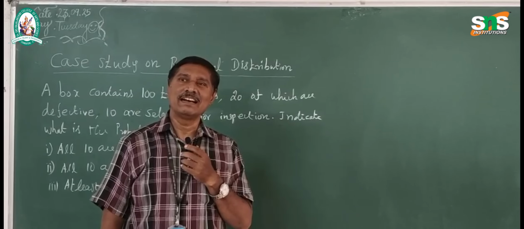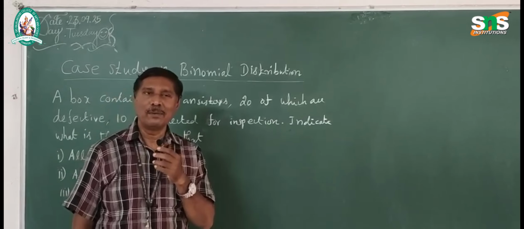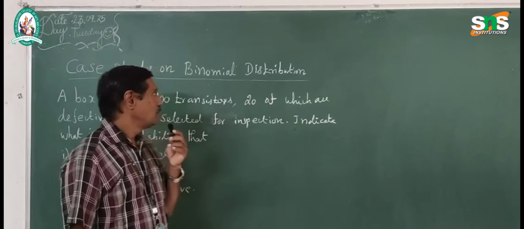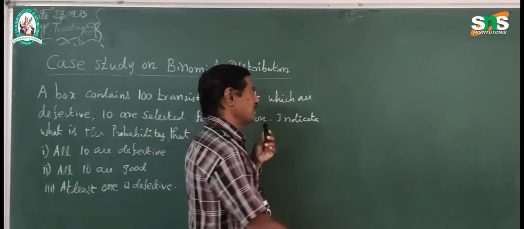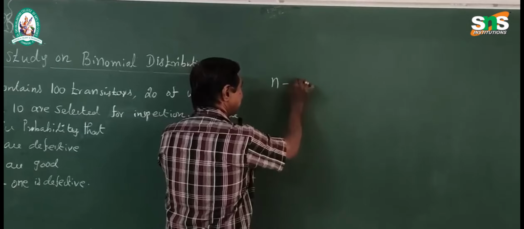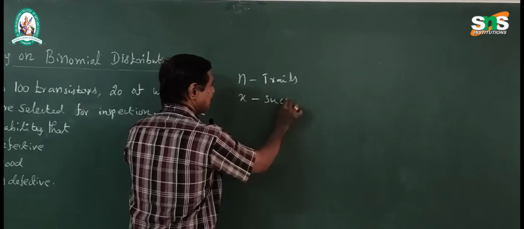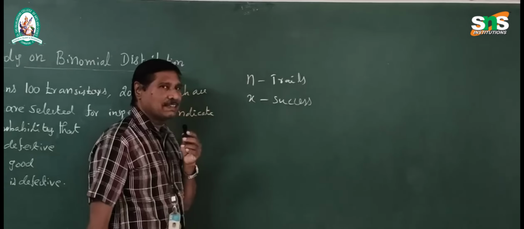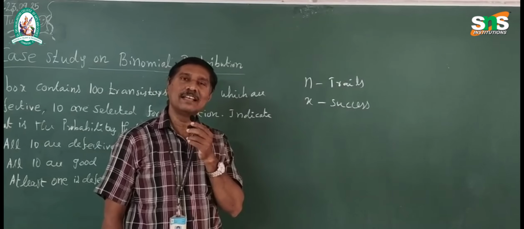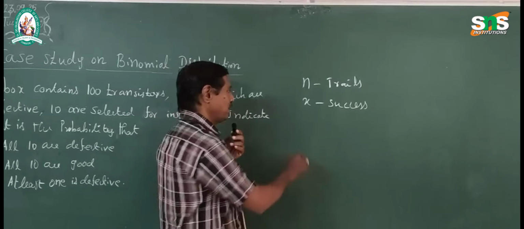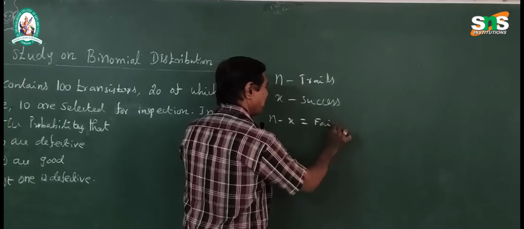In this case study analysis video, we are going to discuss a case study on binomial distribution. Before that, what is binomial distribution? If there are n trials, and in these n trials x cases are success, how many are failures? Out of n trials, x cases are success, and the remaining are failures, so it is n minus x.